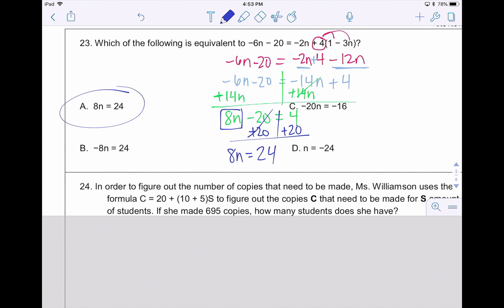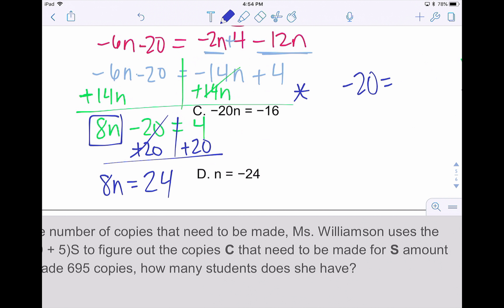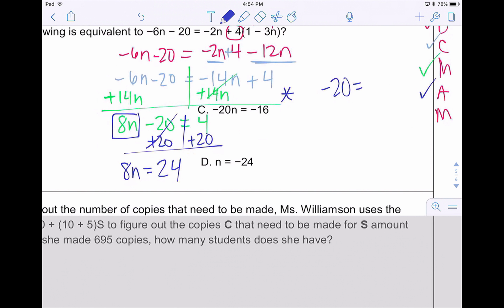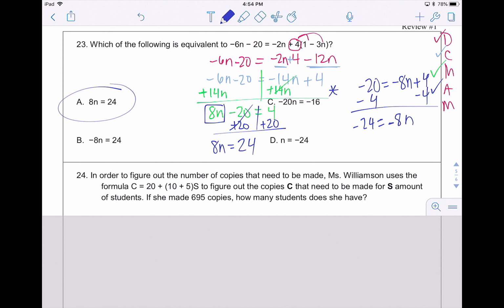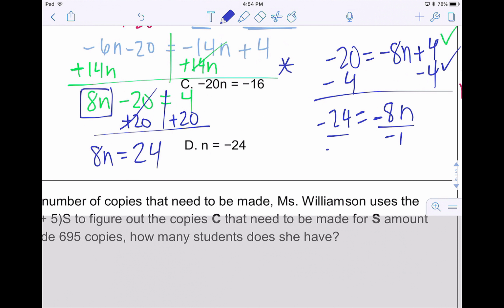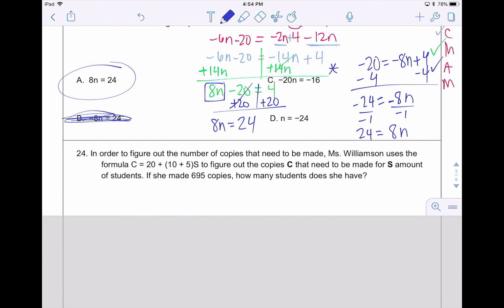If you move the 6n at this step right here, you would get negative 20. You don't have to write this down. I'm just showing you in case you did this. Negative 8n plus 4. Then you would move the 4, and you would have negative 24 equals negative 8n, which doesn't match any of your answer choices. Don't assume you made some mistake and it should be B. What you would need to do is just divide out that negative instead of the 8. Just divide the negative, and it would still match.